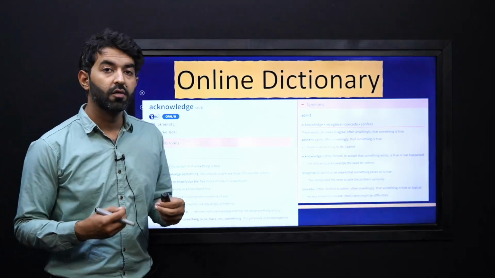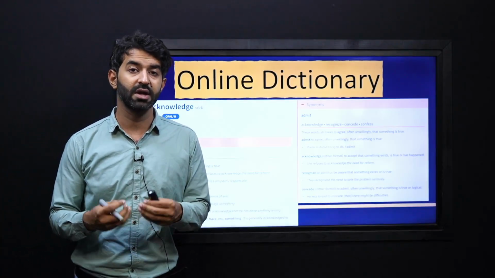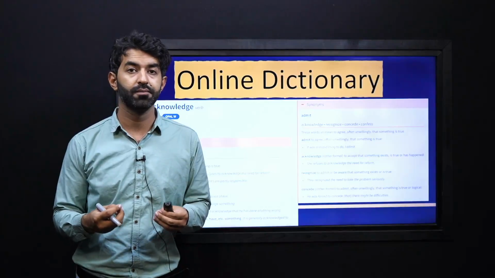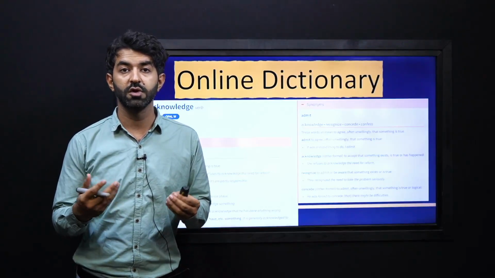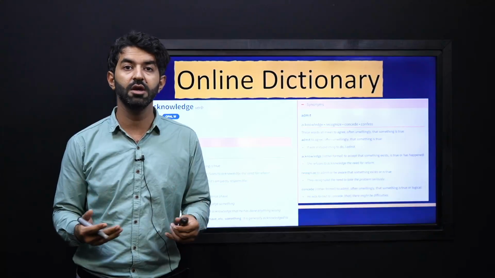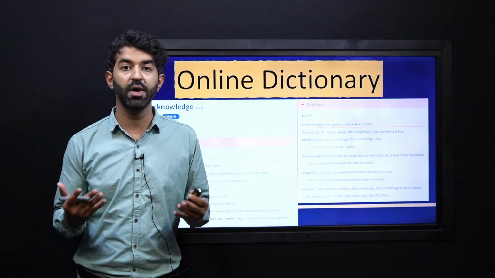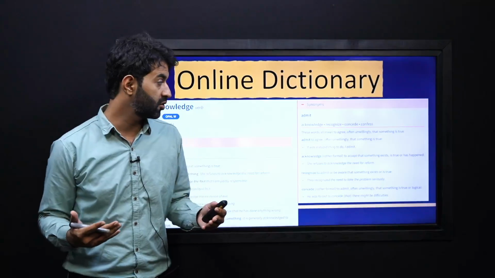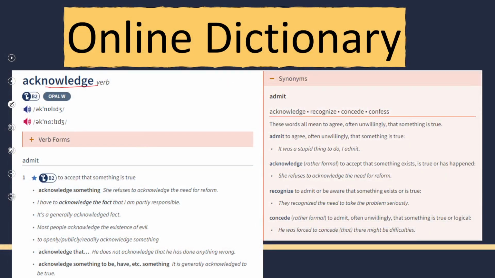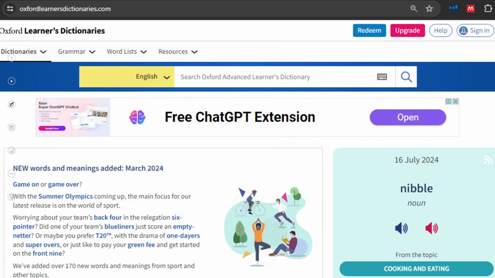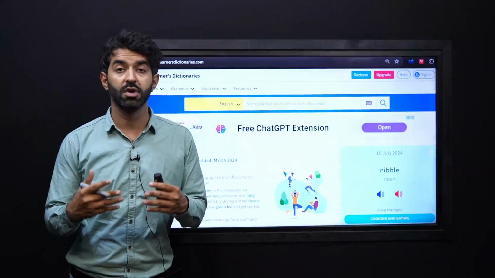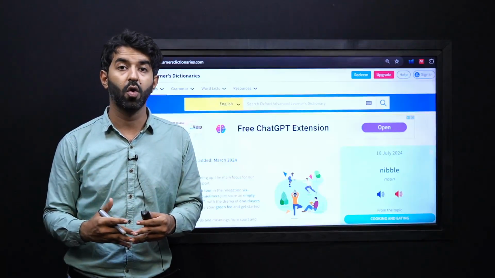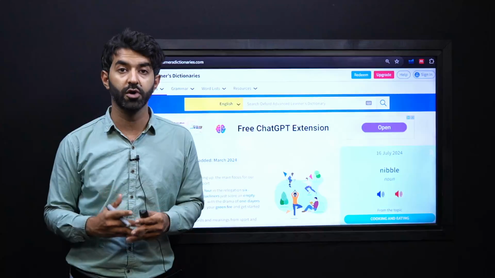Now, when we're talking about an online dictionary, you can access it easily through your different resources like your PC, your mobile phone, your website, your internet, etc. So you can get this page, oxfordlearnersdictionaries.com. Go there and type any word so that you can get the correct information and all those definitions of that very word.